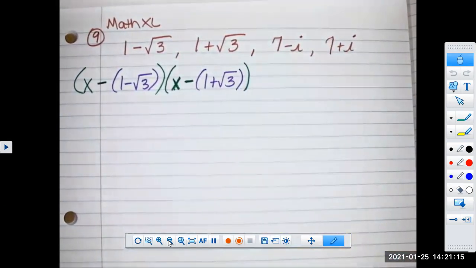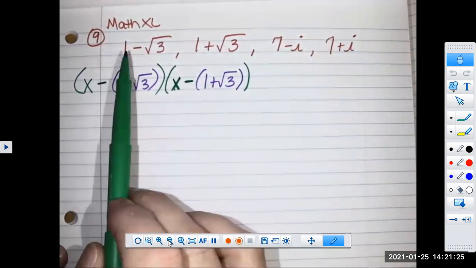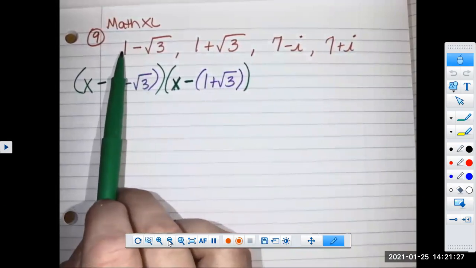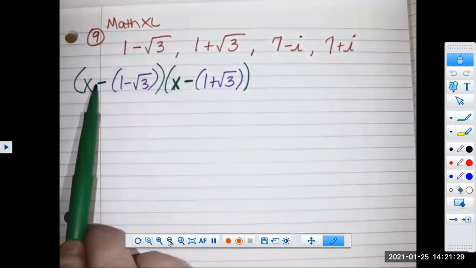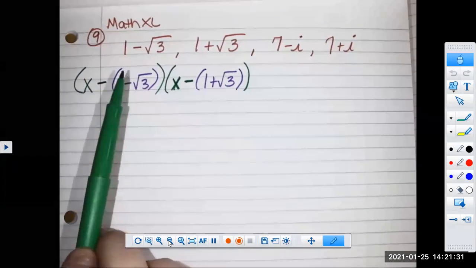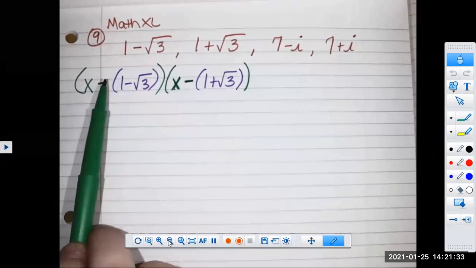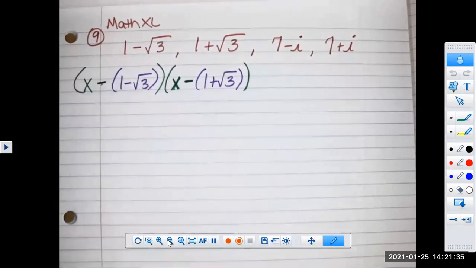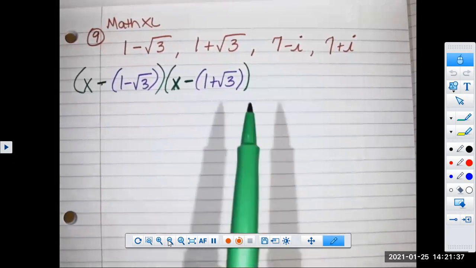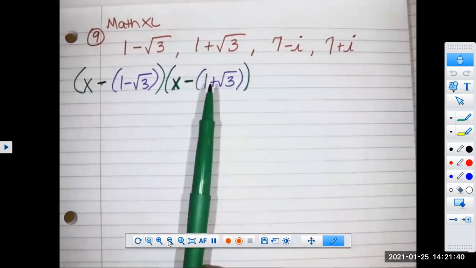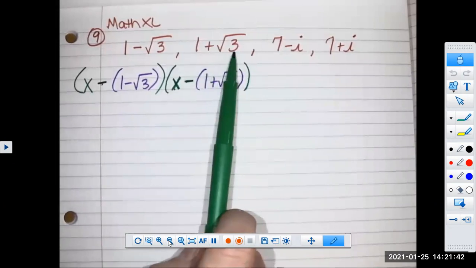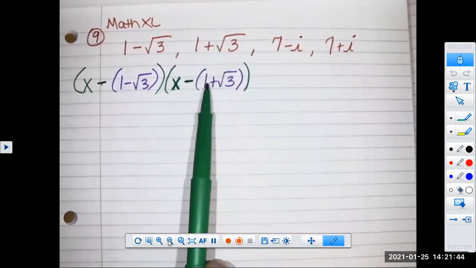Okay, before we do the last two, let me explain to you why we do that. You've got to remember that your factors actually have to be the opposite. So if I'm saying the opposite of 1 minus root 3, then this is how you actually show it in my form. The opposite of 1 minus root 3. And then when you put this in factored form, you've got to also do the opposite of it. So the opposite of 1 plus root 3.